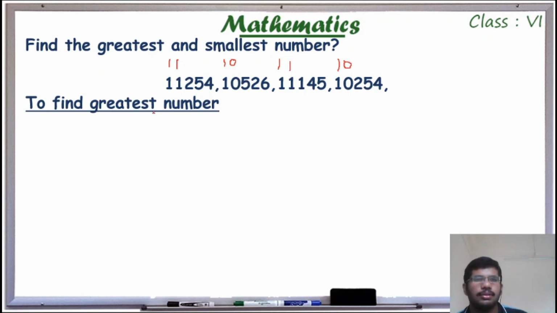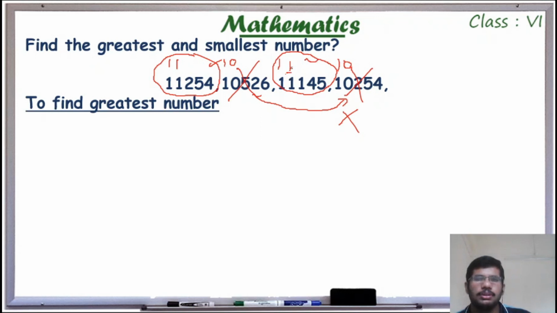So in order to find the greatest number, we have two numbers with 11. So take these numbers, because these two numbers will not be the greatest, since the thousands place value is 0, which is less than 1. For both of these numbers we have thousands place value 1. So go for the hundreds place value. Here the hundreds place value is 2 and here it is 1. So this number will be the greatest number, since 2 is greater.